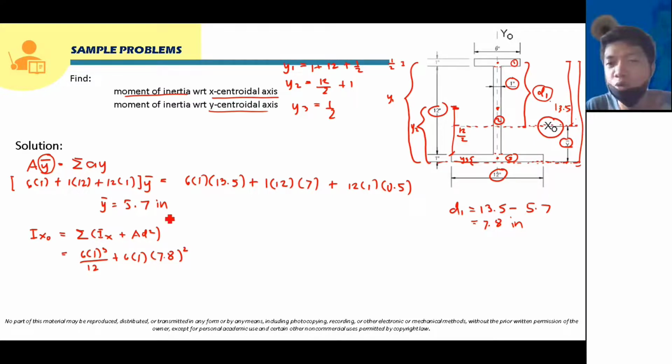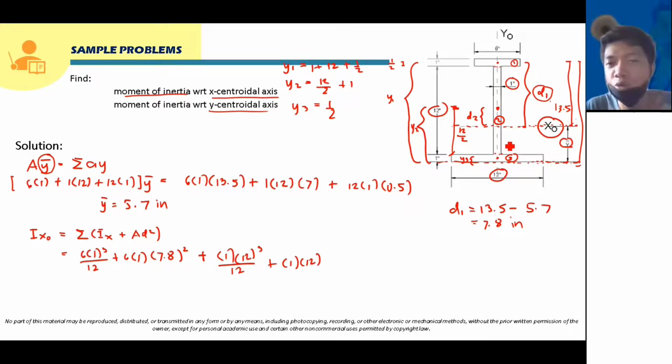For area 2, similarly, it's just bh cubed over 12, the centroidal moment of inertia of area 2. Its base is 1 and its height is 12, so 12 cubed over 12. Plus, of course, you also need the transfer term. The area is 1 times 12, and the distance d is the distance from the centroid of this area going to the reference axis. So what will be this distance?